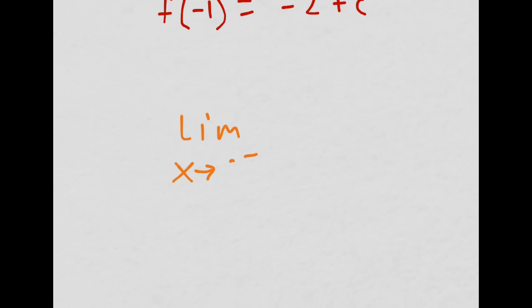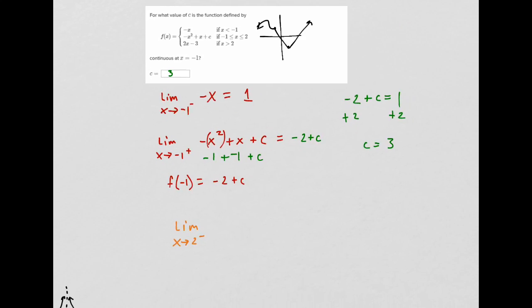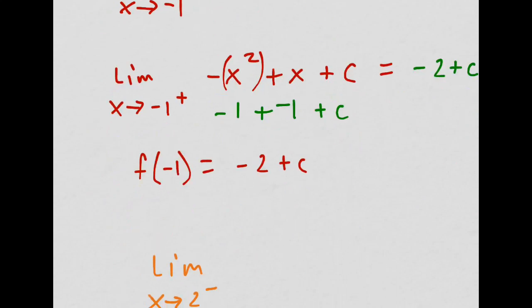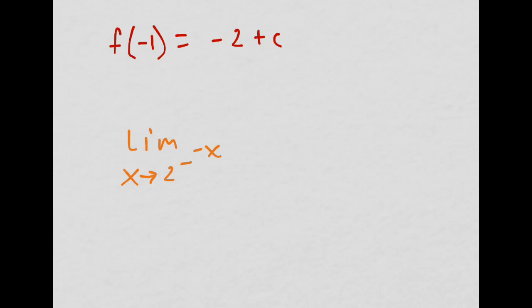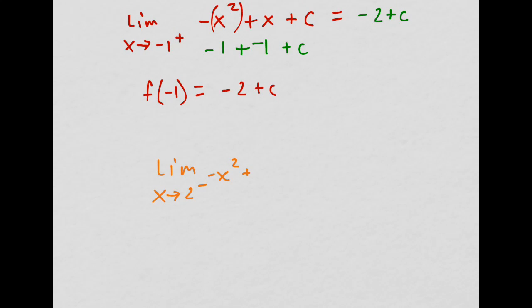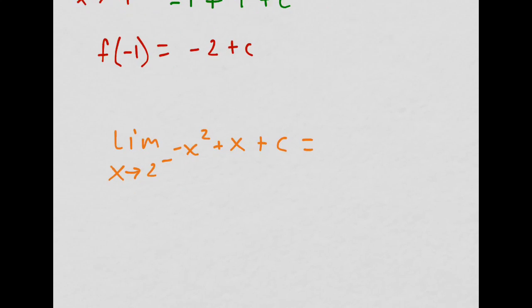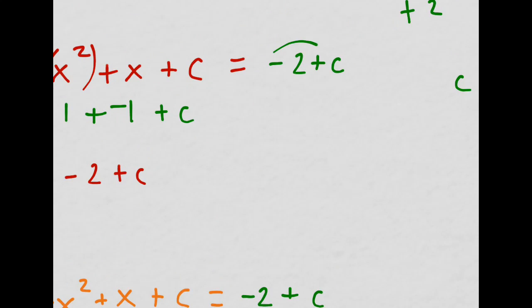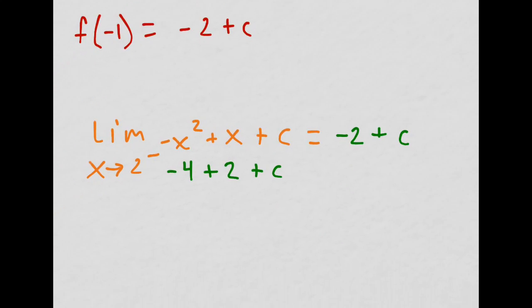If I'm approaching 2 from the left side, something smaller than 2, I would use that second equation: negative x squared plus x plus c. If I evaluate that, 2 squared is 4 times the negative is negative 4. Negative 4 plus 2 plus c, so I get negative 2 plus c. Oh my goodness, we're going to get the same stuff.